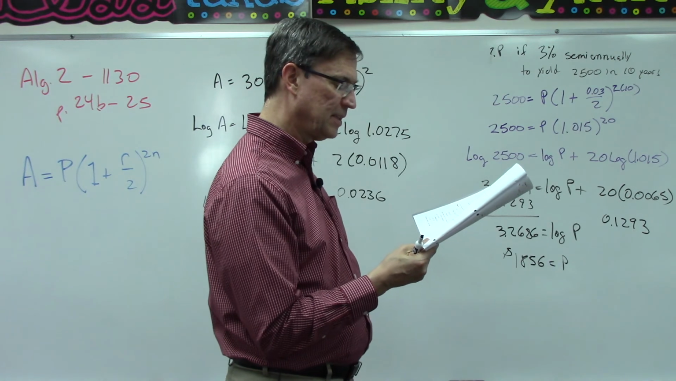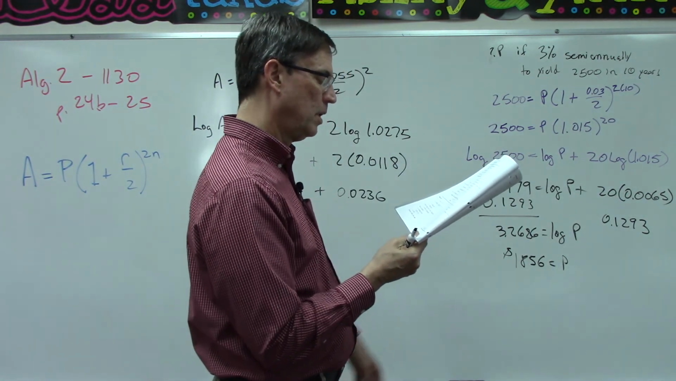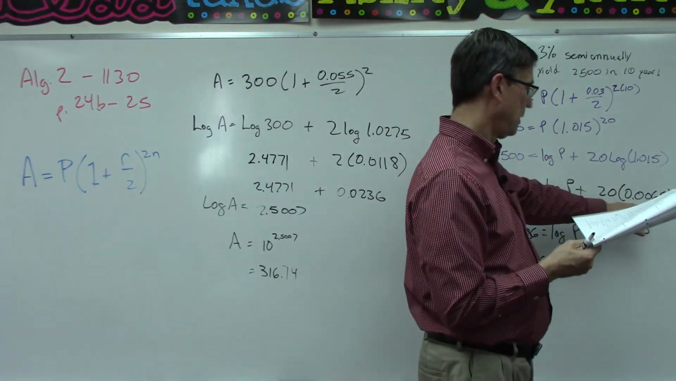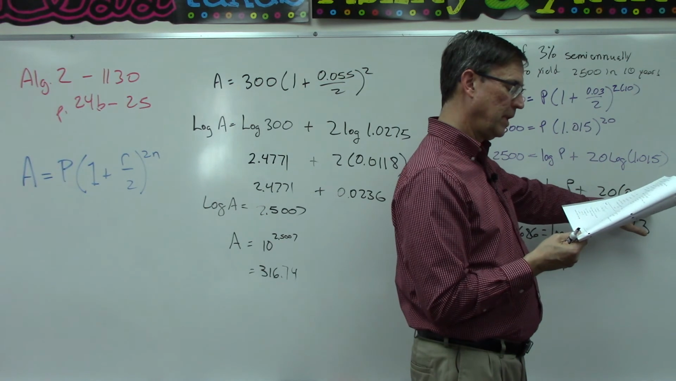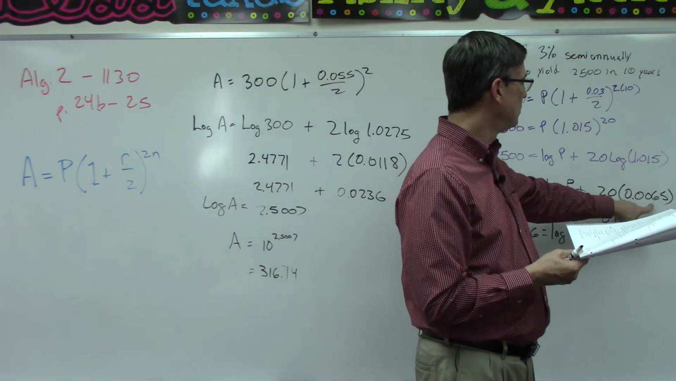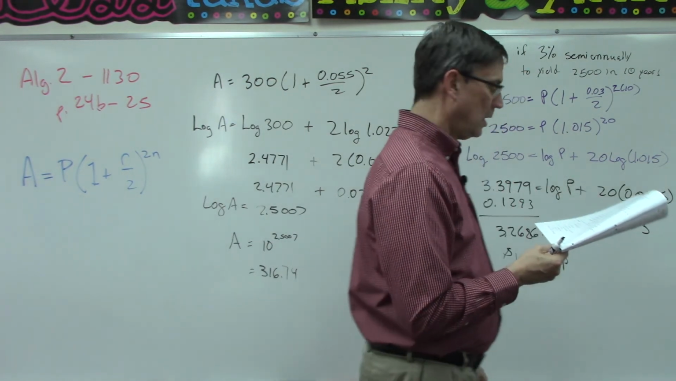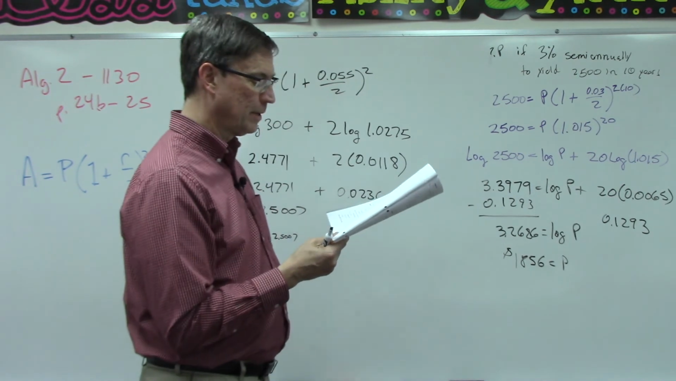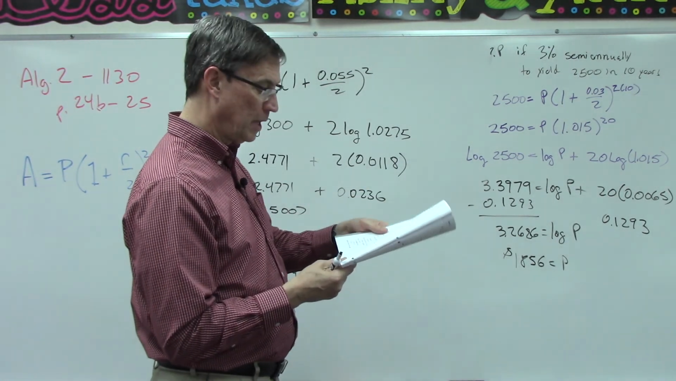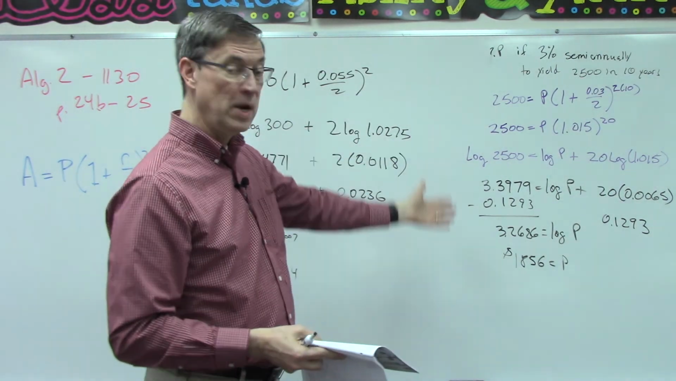Now, somehow they get 1680, and I think they messed up right here. Somehow they got 0.0086, and it should be 0.0065 when you do the log of that. And then you multiply 10 times 20, and the rest of it follows through. So the answer key, I would argue for number 10 is wrong, and we got the correct answer.